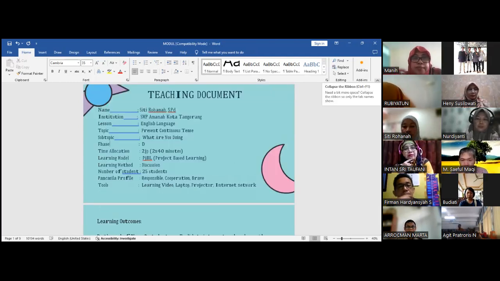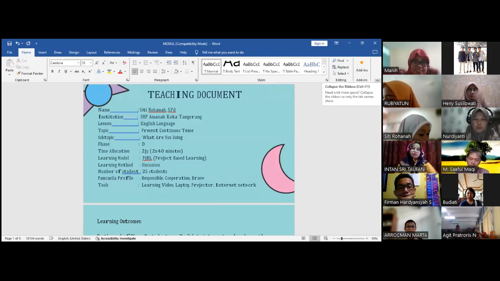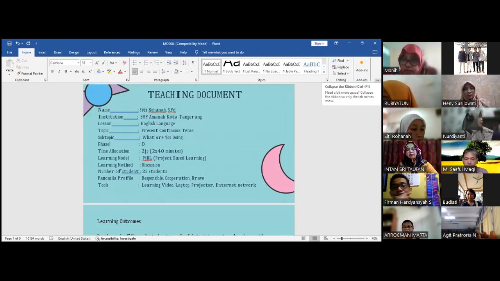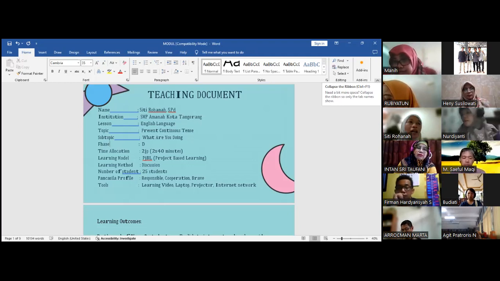This is a topic, present continuous tense. And subtopic, what are you doing? Oh, so I just want to know about your student discussion. This is about what are you doing. So this is about what they are doing, when they are doing not daily activity. So what are you doing now? Like that, yeah. And discuss about present continuous tense.